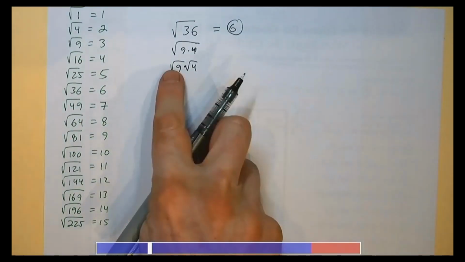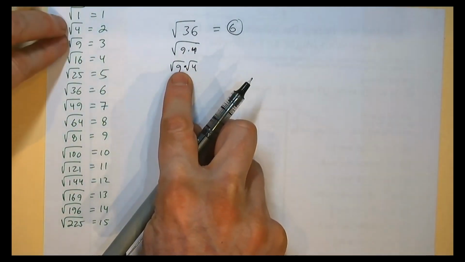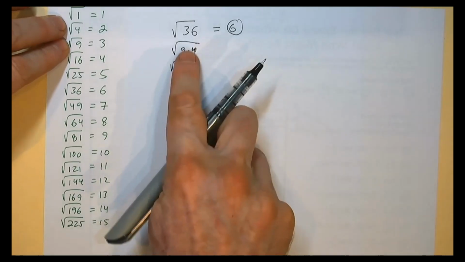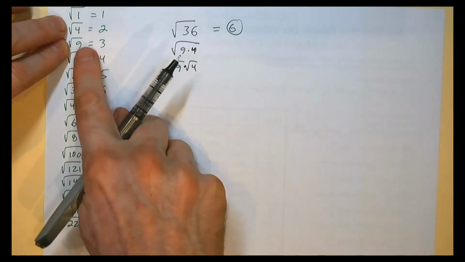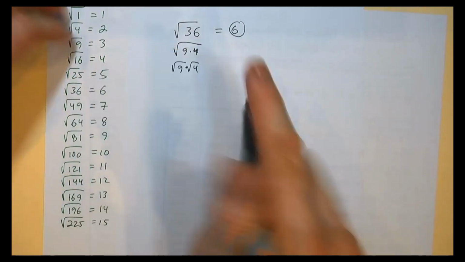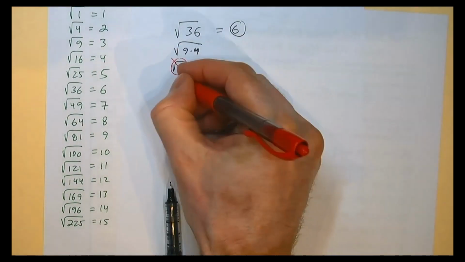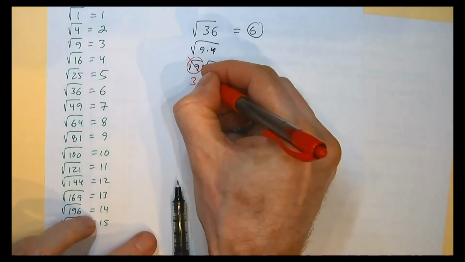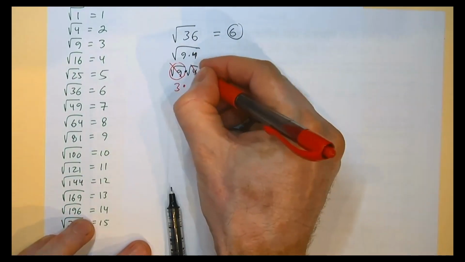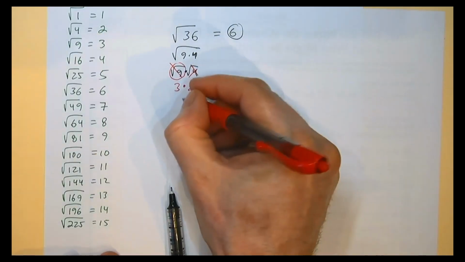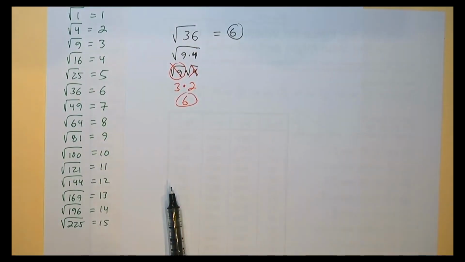And I chose these because they're on my list. I could have said something else like 12 times 3, but I don't know the square root of 12 or 3. And then I go, what is the square root of 9? 3 times, what is the square root of 4? 2. 3 times 2, 6. Hey, you can do that.